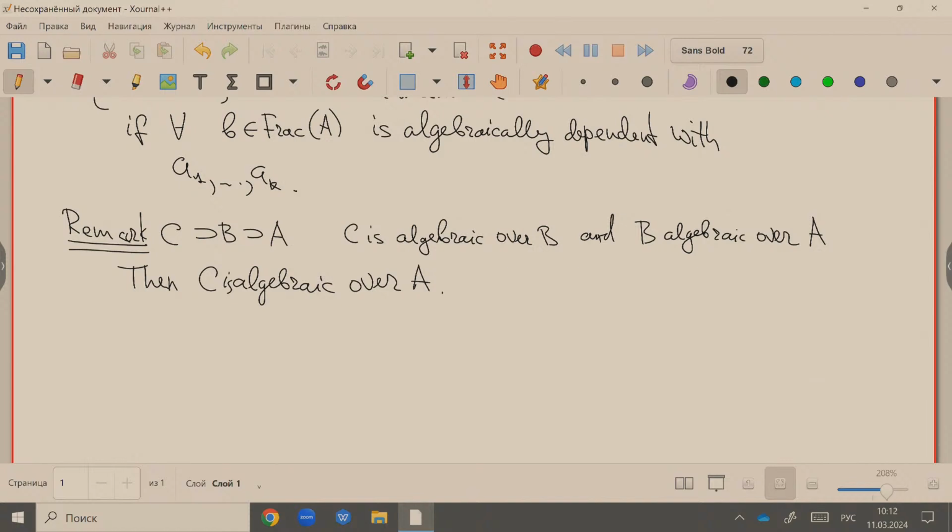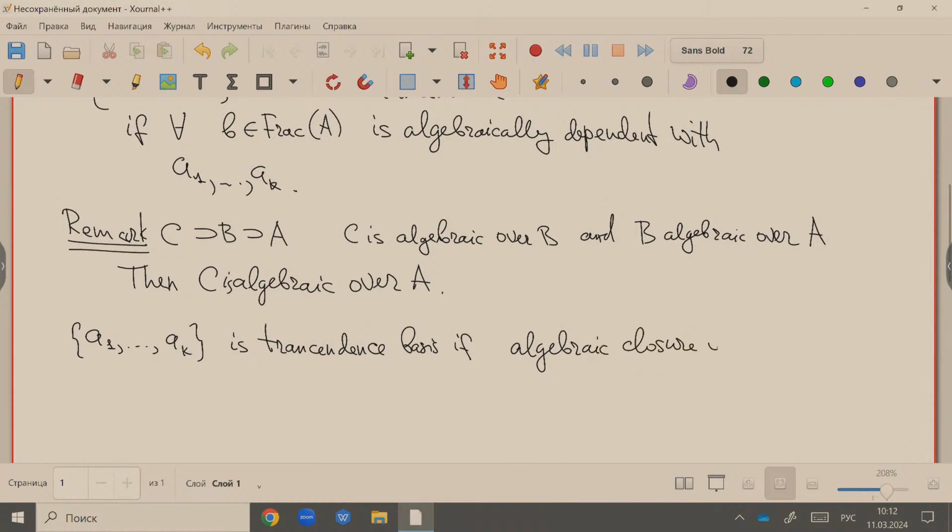Noticing this, one can think that the set a_1, ..., a_k is a transcendence basis if the algebraic closure of the polynomial ring generated by these elements inside the fraction field coincides with the fraction field.